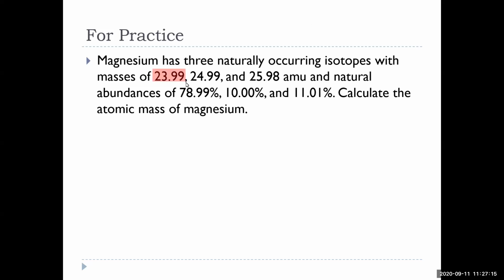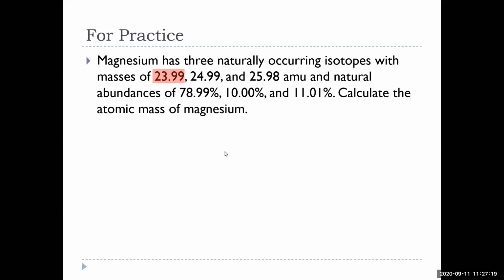We have magnesium with a mass of 23.99. And this shows up 78.99% of the time. Our second isotope, let's do blue here, shows up 10% of the time and weighs 24.99 AMUs. And then our final isotope, we can do green, weighs 25.98 AMUs, shows up 11% of the time.